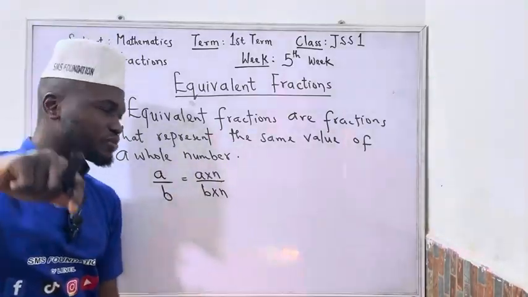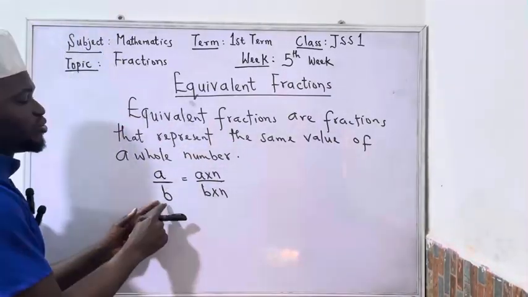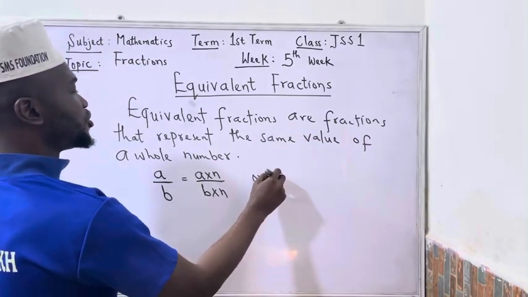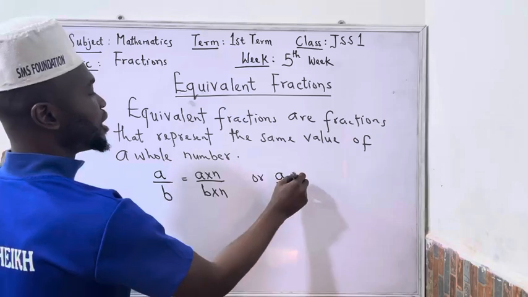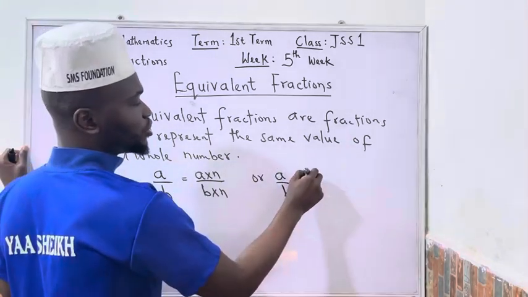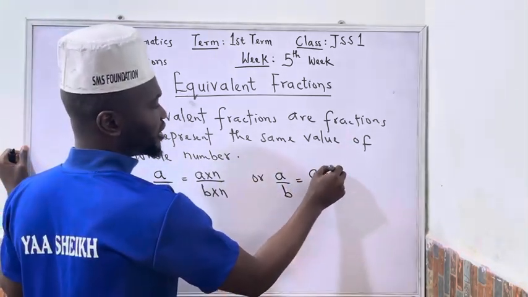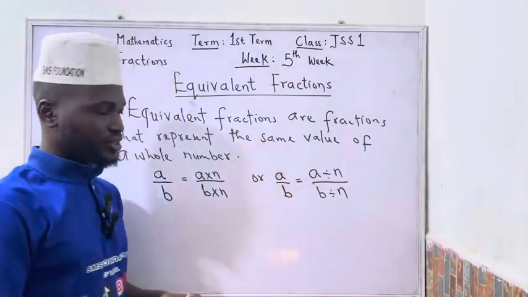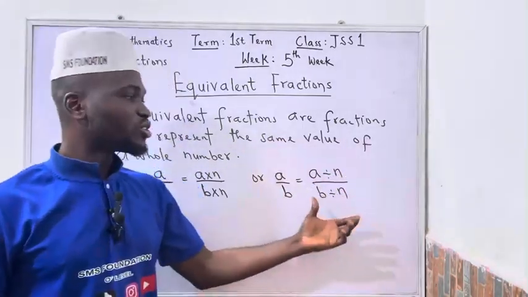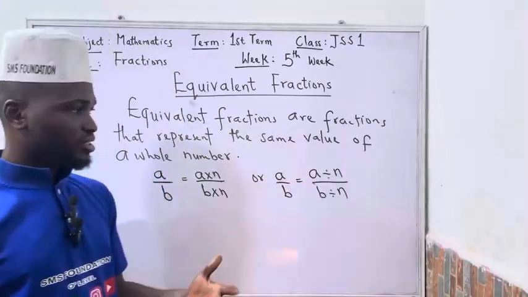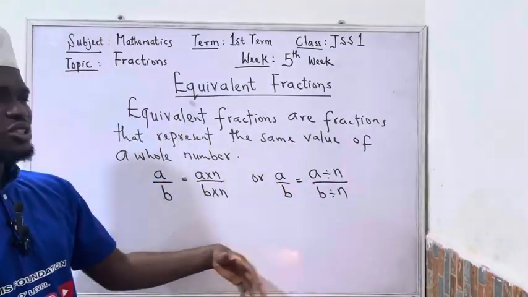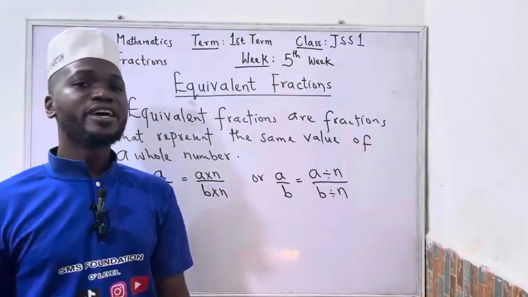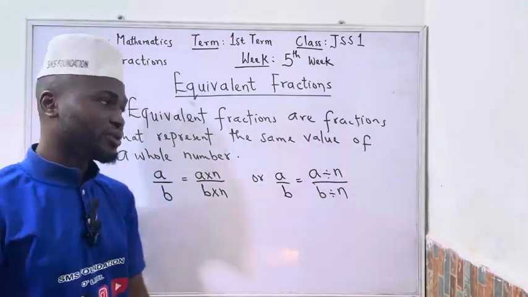Now, apart from multiplying, we can also get equivalent fractions by dividing by the same number. If we have A over B, another fraction that is equivalent to A over B is A divided by n over B divided by n. So we can use division also to achieve equivalent fractions. That means for any fraction, we can generate as many equivalent fractions as possible.